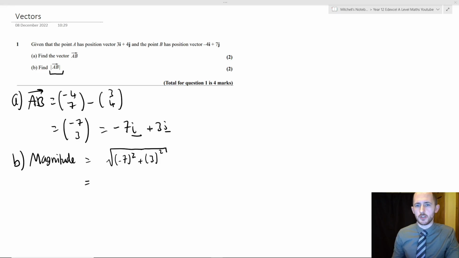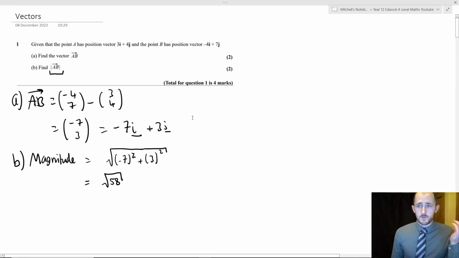And generally speaking, you can just leave magnitudes in surd form, and this is true for mechanics as well. That's it. So 4 marks, really not too shabby, I think.